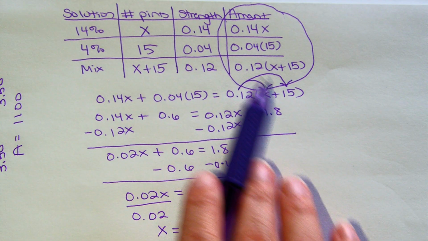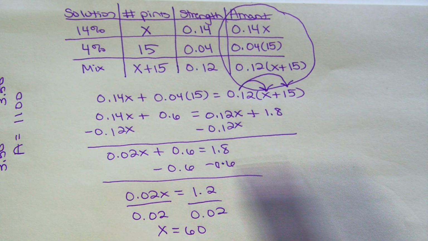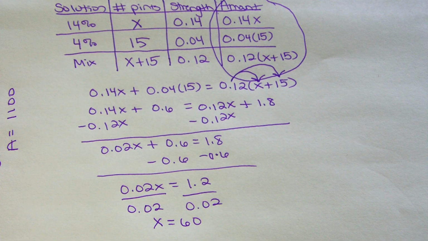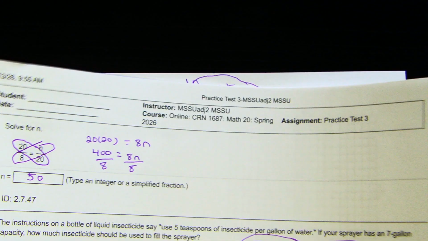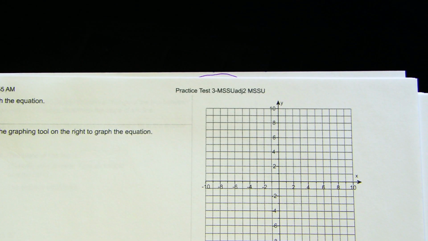All right, let's see what the next one is. It's a graph problem. Luckily, they give me the graph. It says graph the equation y equals 1. All right, so this one doesn't have an x in it. It just says y equals 1.